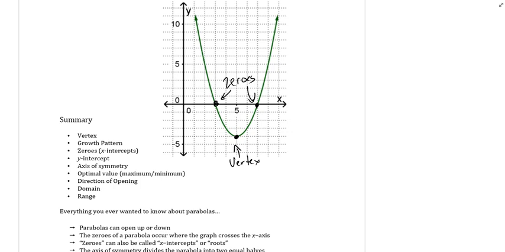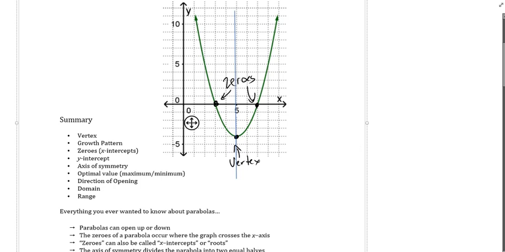So that's symmetrical. Some things are, some things aren't. Parabolas always are. And here's the axis of symmetry. It goes straight down through the vertex.